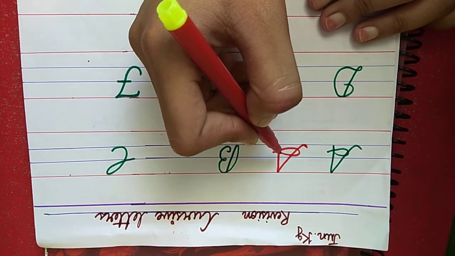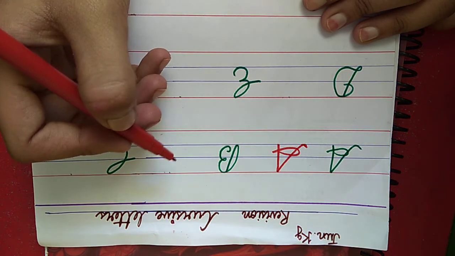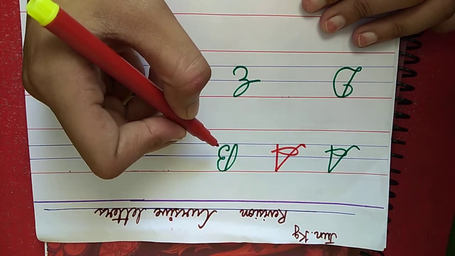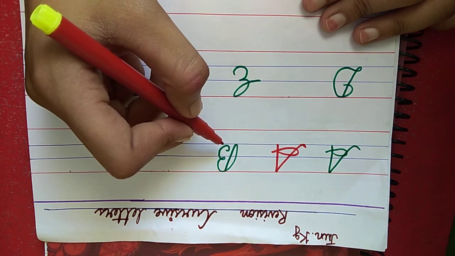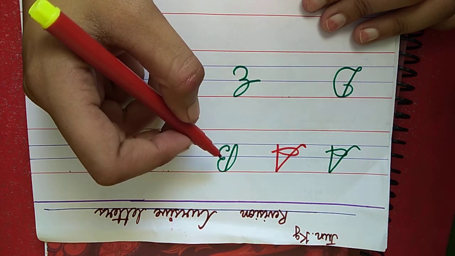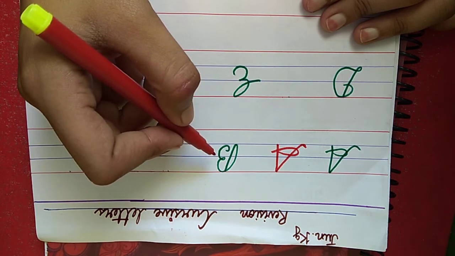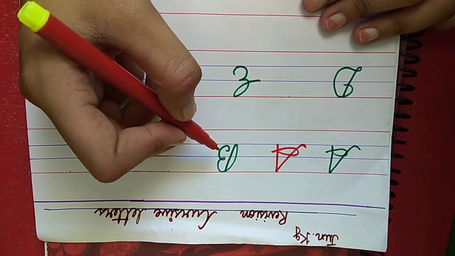What is the spelling of apple? A P P L E. Apple. Now what is this? This is letter B. This is letter B. B for ball. What is the spelling of ball? B A L L. Ball.